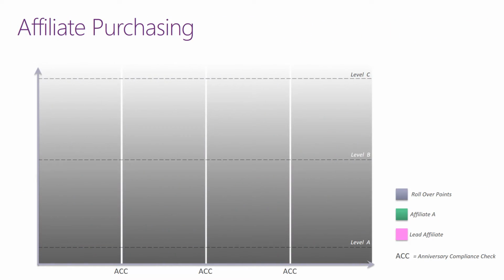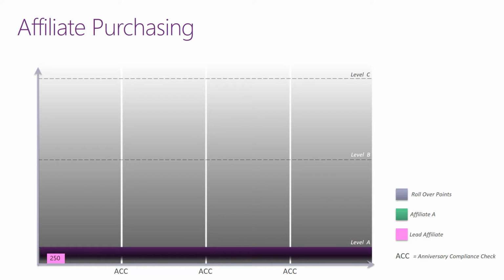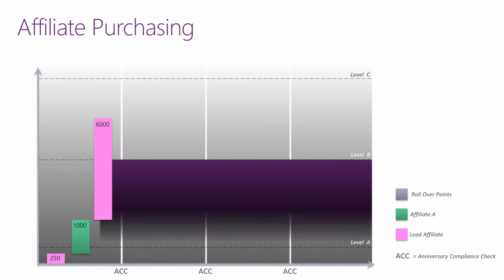This is a very similar diagram to the one that we used earlier, but the points relating to purchases made by the lead affiliate will be in pink, and those by affiliate A will be green. So we start off as we did before, with a small order from the lead affiliate, and then an order is placed by affiliate A. And we know that both of these orders will be at level A pricing. Then the lead affiliate places a larger order, which takes the whole agreement for that particular pool to level B.